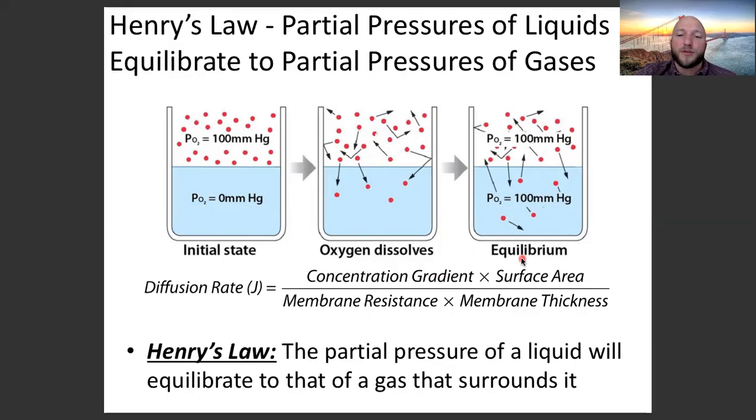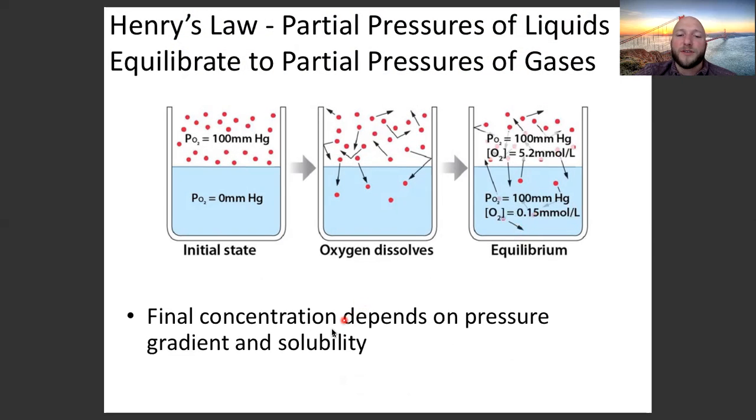Henry's law says the partial pressure of a liquid will equilibrate to that of the gas that surrounds it. Not concentration, it's partial pressure. So partial pressure is going to dictate how gases move from our lungs to our bloodstream and our bloodstream into our lungs. The final concentration in the liquid part depends on pressure gradient and solubility. So it depends on what's that partial pressure gradient and how soluble is something in the liquid medium.